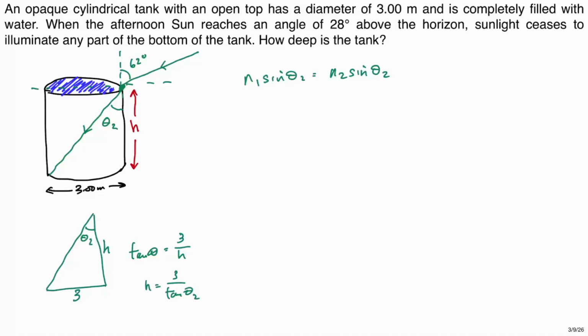So now we roll. Okay? N1 is 1. That should be a sine theta 1 right there.